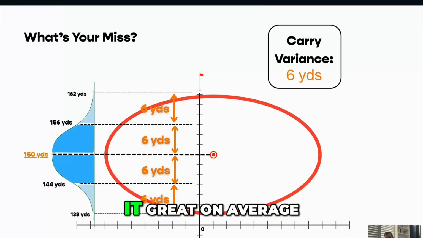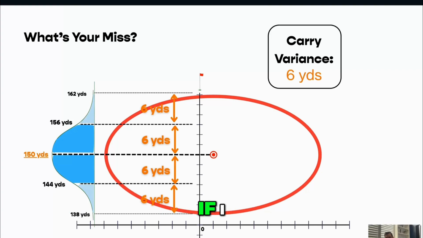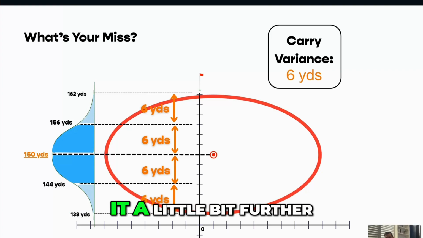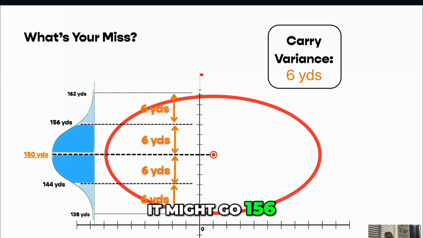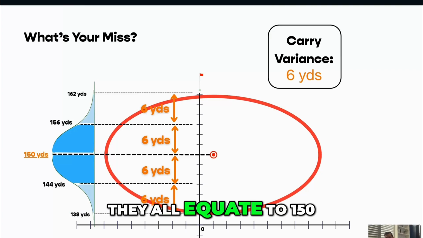So if I hit it great on average, it'll go 150. If I flush it and hit it a little bit further, it might go 156 or 162. Shots may go 140, 138, but on average, they all equate to 150.